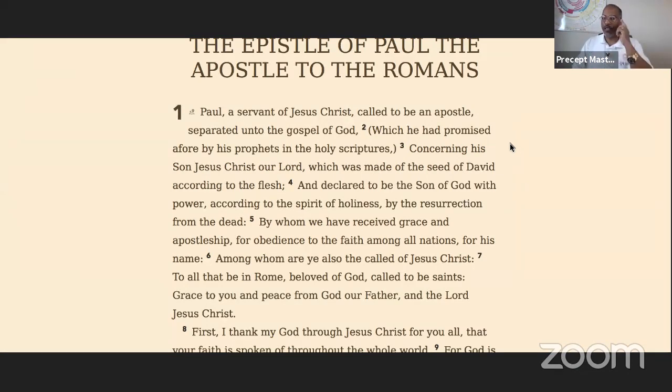A promise. Keep this in mind. Now, here goes the part. He says, and declared to be the Son of God with power.